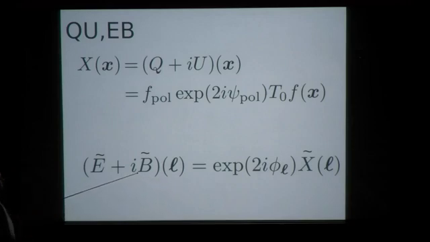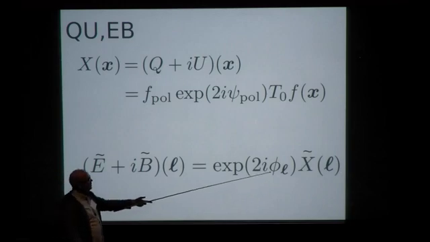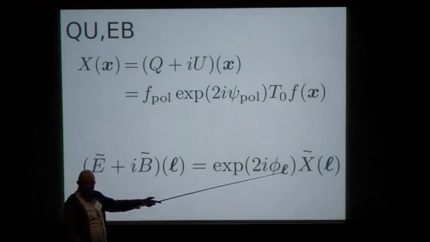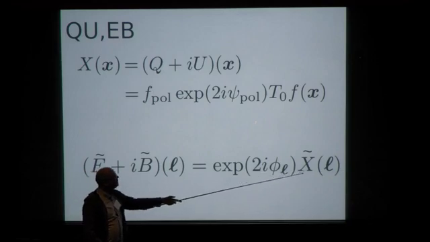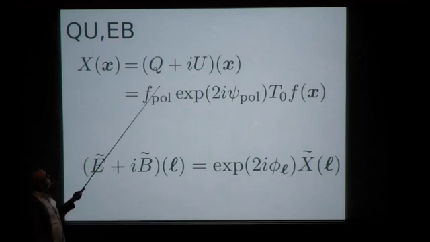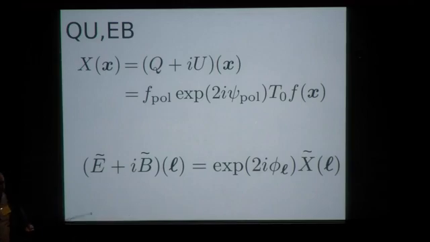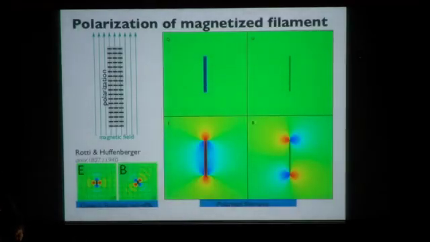So then E and B, the Fourier transforms of E and B, are e to the 2iθ, with this L here being the multipole, and then this is the complex polarization. So this is the same thing that Axel and Alexei have shown. So what does this look like?